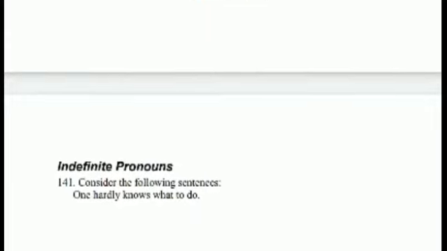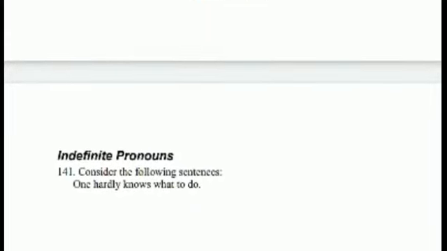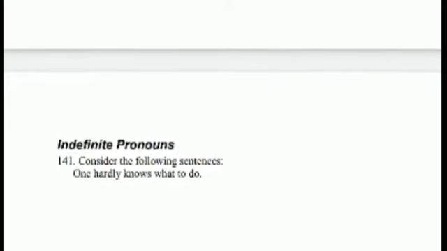Next subtopic, indefinite pronouns. One hardly knows what to do. One does not like to say so, but it is only too true.